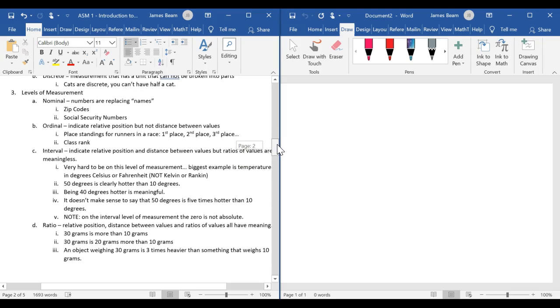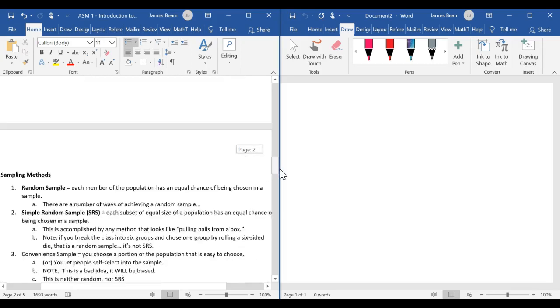This is a place where kids get tripped up, particularly on the interval and ratio levels. And no matter how many times you tell them that really the only thing that tends to be on the interval level is degrees Fahrenheit and degrees Celsius, they still get them confused.